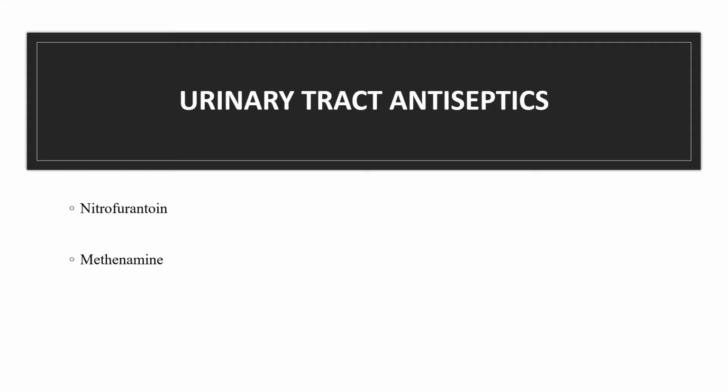So we have two urinary tract antiseptics, nitrofurantoin and methenamine. Both are used only for UTIs. These drugs become concentrated in the urine and are active against the common urinary tract pathogens. Neither drug achieves effective antibacterial concentrations in blood or tissues. Nitrofurantoin is the first choice drug for uncomplicated cystitis.